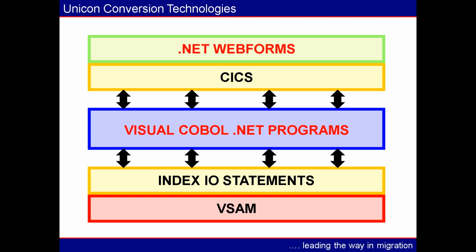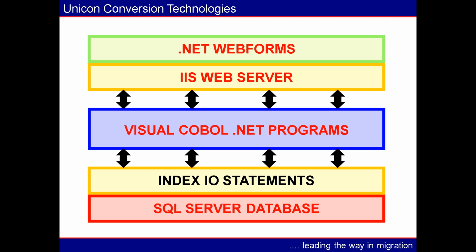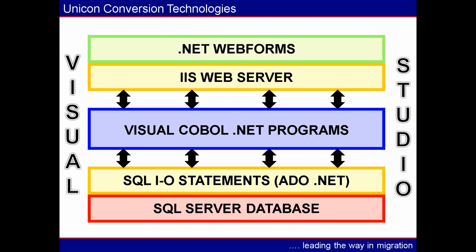The BMS maps are converted to ASPX web form screens. The new ASPX web forms are implemented on an IIS web server that replaces the CICS transaction manager. The VSAM data files are converted to SQL Server relational tables. The new Visual COBOL programs are modified to access the SQL Server tables instead of the VSAM files. The converted application code set is maintained in Microsoft Visual Studio.